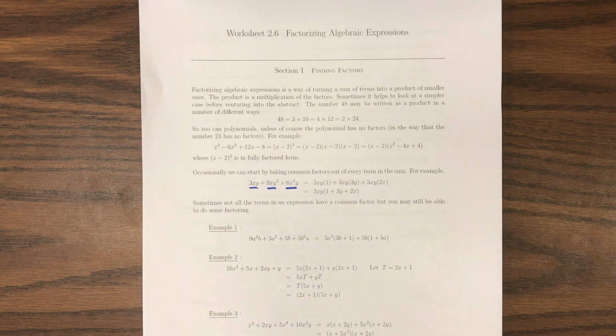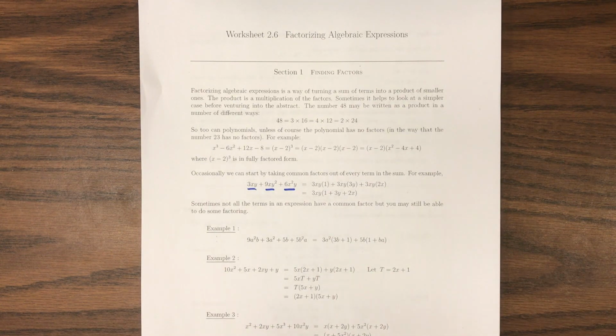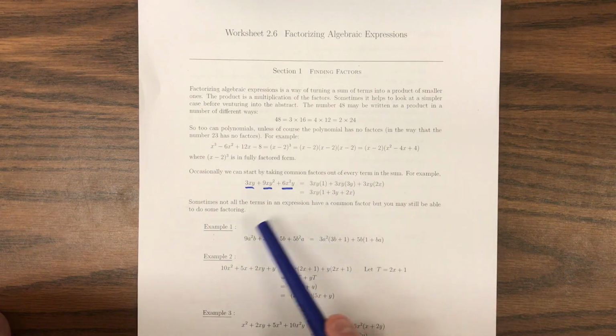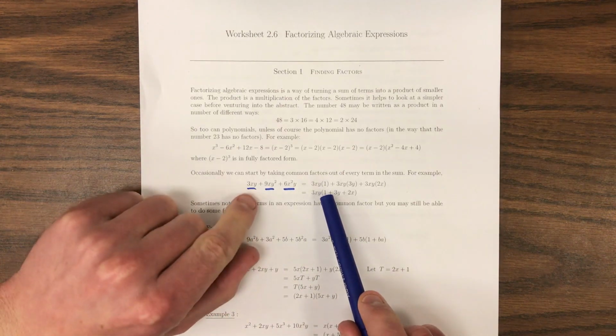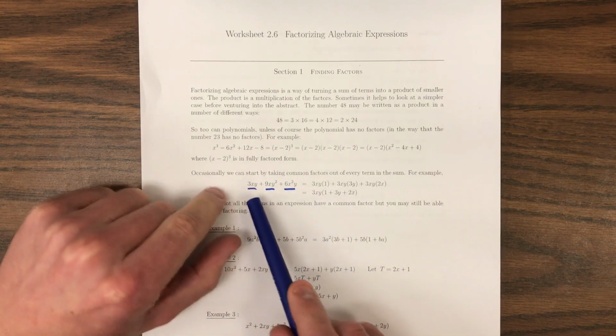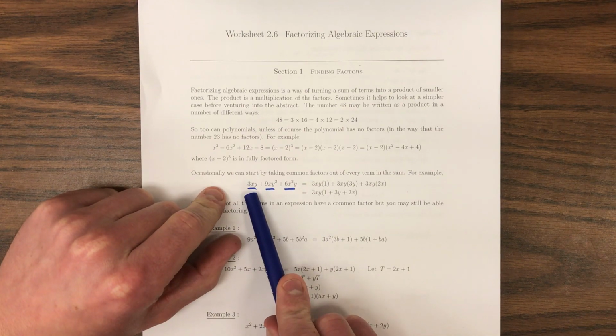And we find all the things that are in common with each term, and we factor that out, and then we write the remaining terms as what would be left when we divide whatever it was that we decided to factor out. That probably sounded really confusing. So let's look at what this example says here. It looks like they're writing each one of these terms as a product with 3xy.